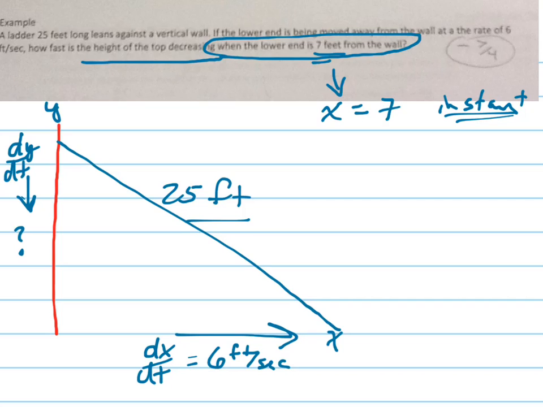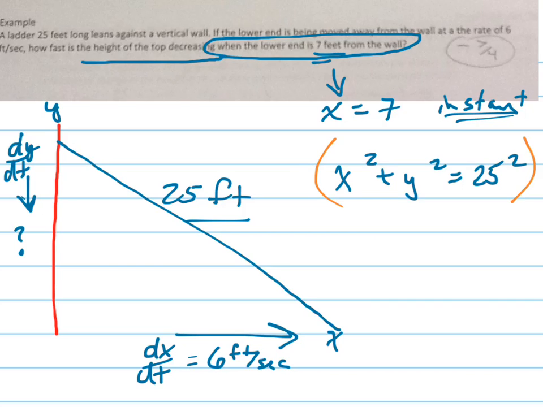With related rate problems, we're always going to find formulas that we can use, and then we're going to implicitly differentiate, and then we're going to plug in what we know and then solve for what we don't know. So this is a pretty simple example. We know the equation that relates x and y together is x squared plus y squared equals 25 squared, the Pythagorean theorem. So if we differentiate implicitly with respect to time, let me change colors here.